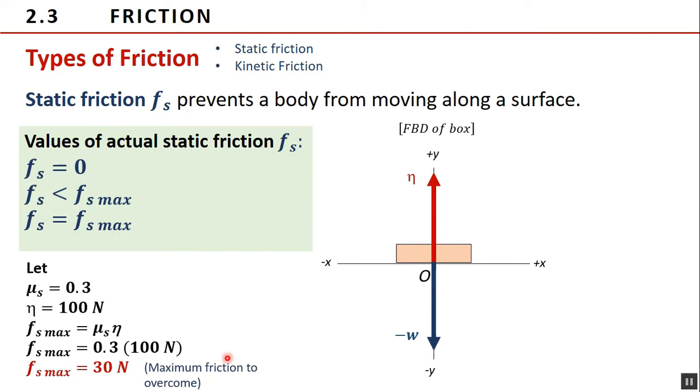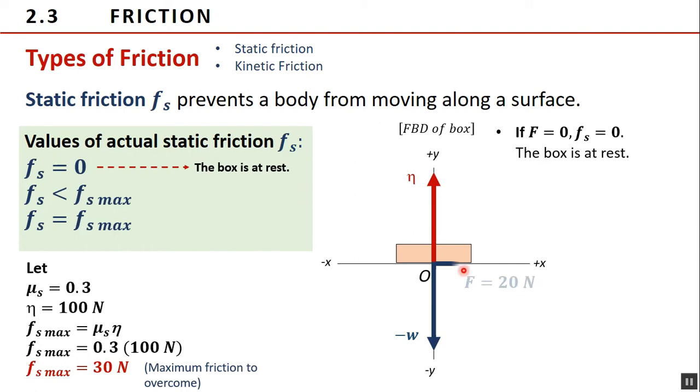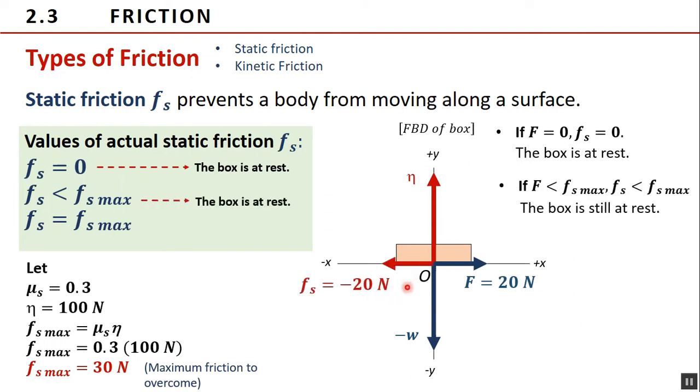And this is the story. When we do not exert any force parallel to the surface, then definitely the static friction is 0. In other words, if there is no action, there will be no reaction force. So the box remains at rest. When we apply a parallel force less than Fs max, say 20 newtons, by Newton's third law, the surface reacts to that applied force, giving an actual static friction Fs of 20 newtons.